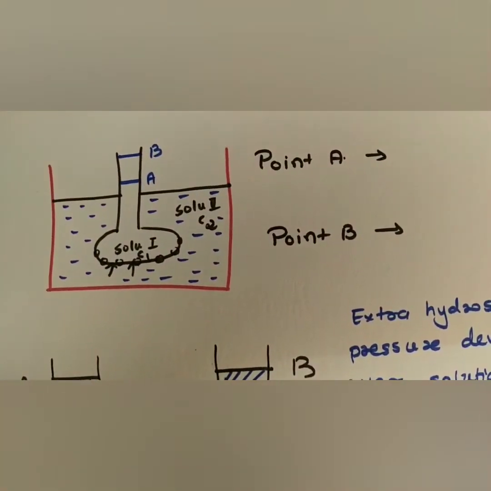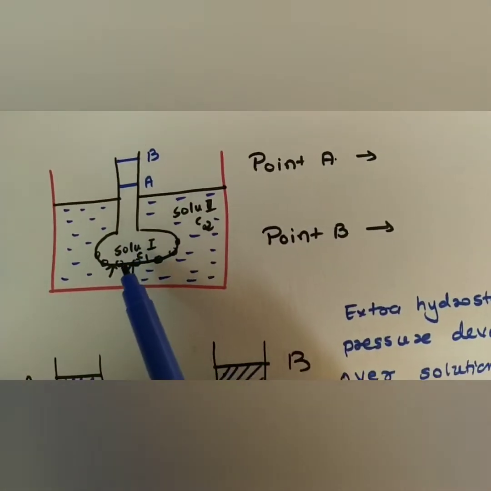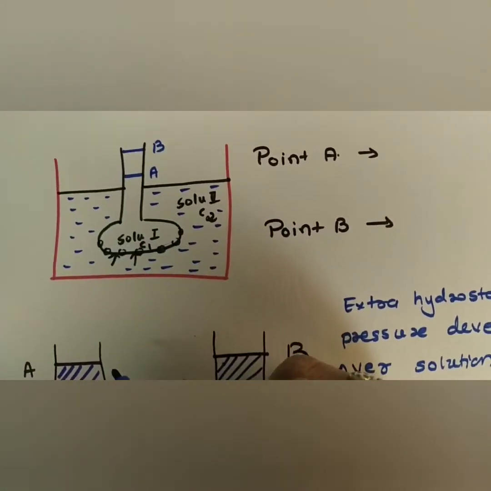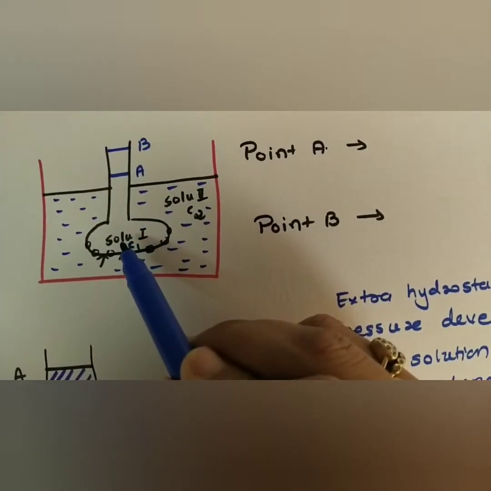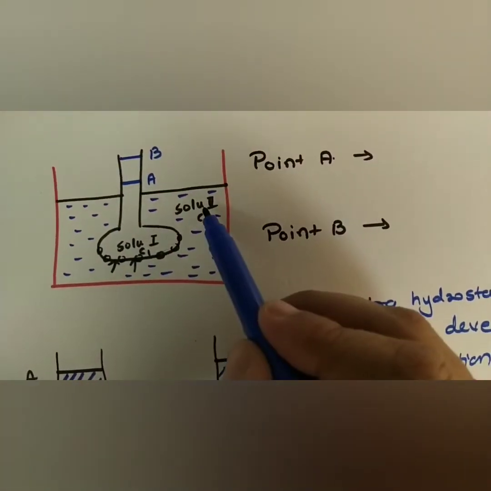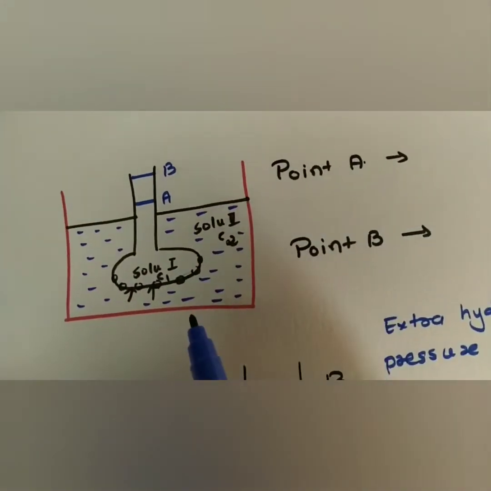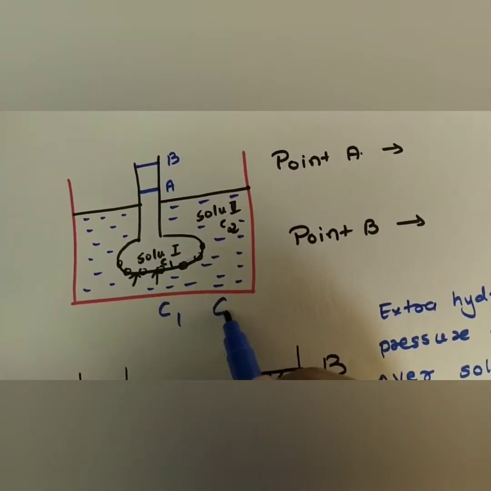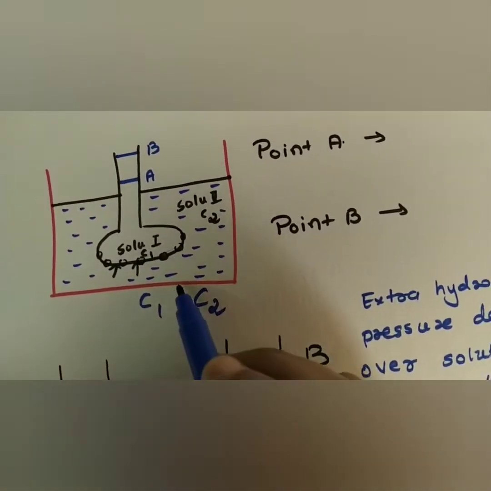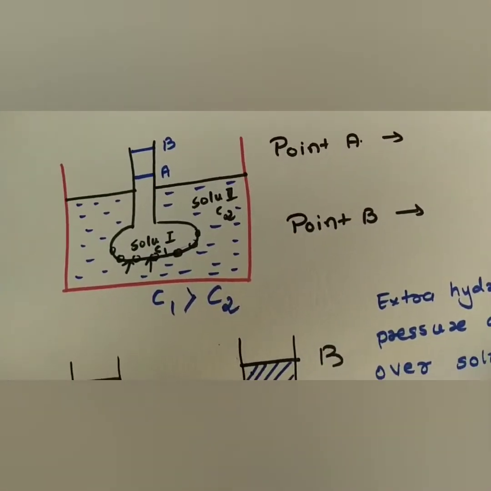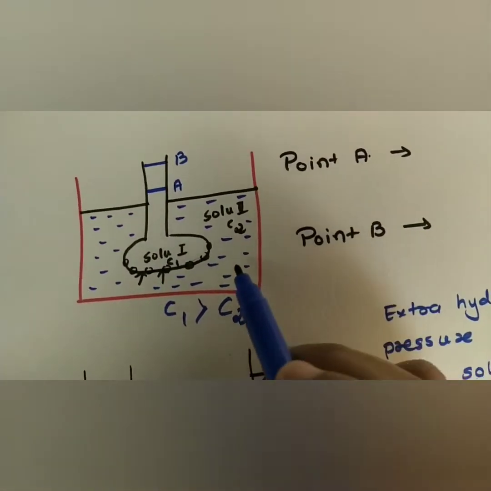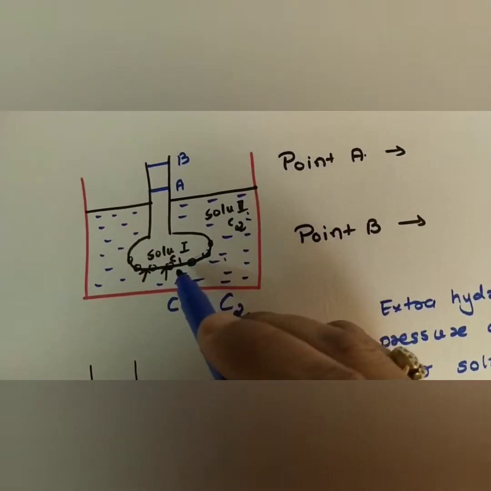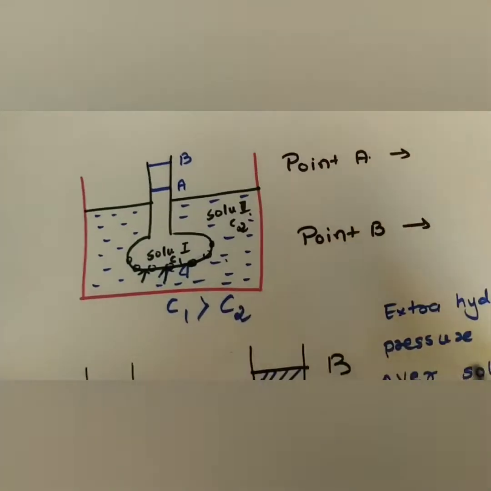Let's discuss in detail about osmosis. Okay, this is a cellophane bag, which is definitely a semi-permeable membrane. In this we have solution 1 and in this we have solution 2. Solution 1 has a concentration C1 and solution 2 has a concentration C2. If we consider C1 is greater than C2, then the solvent molecules of solution 2 will enter into solution 1.